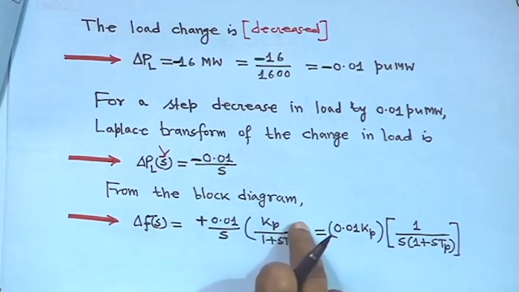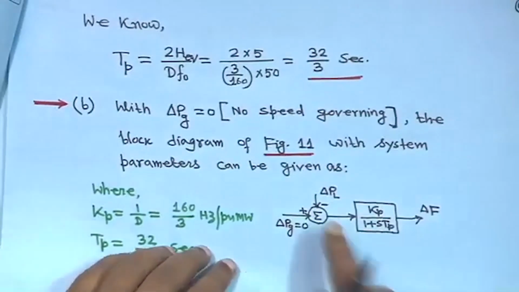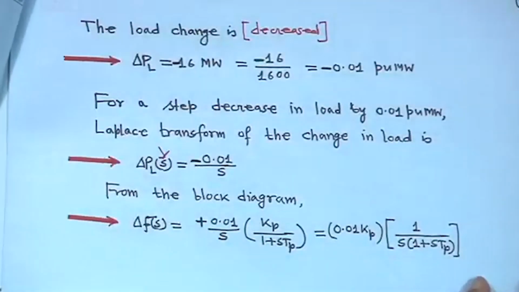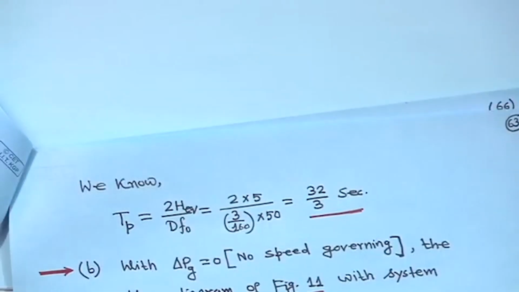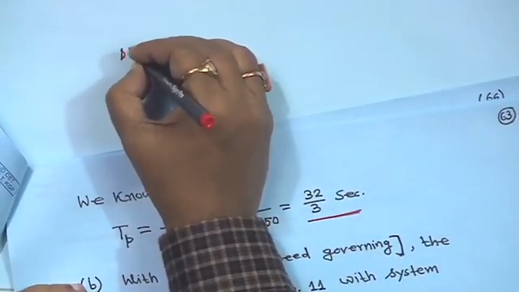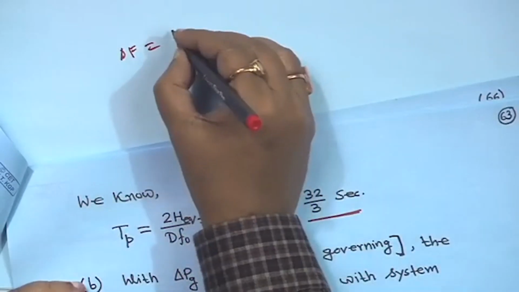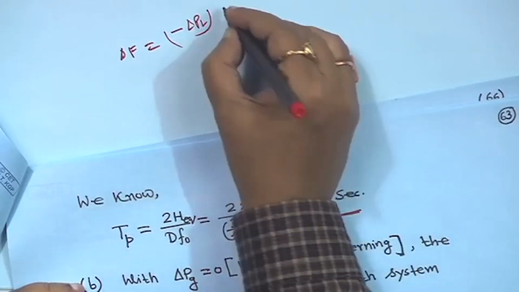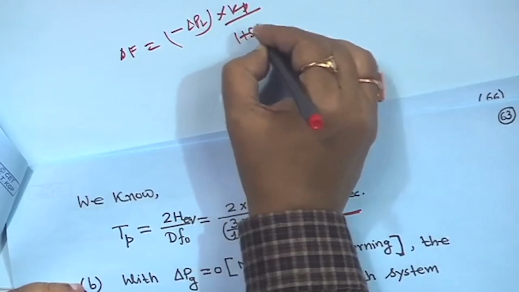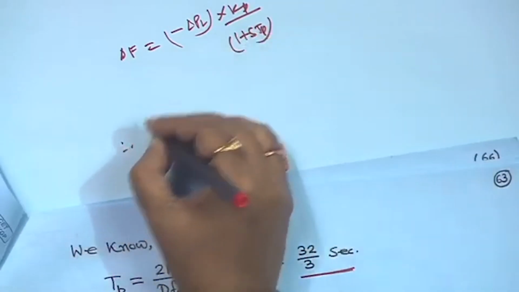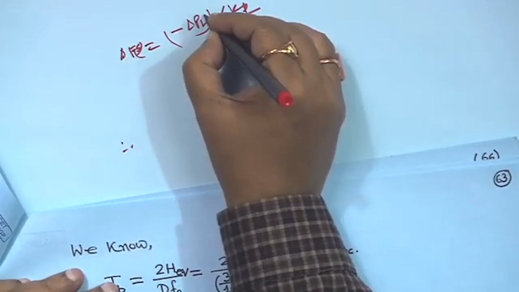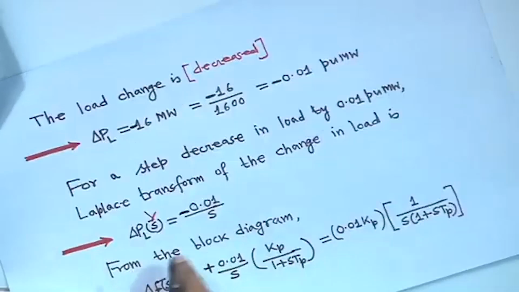So, from this block diagram, delta f is equal to minus delta P L Kp into 1 upon s plus Tp. That means delta f from this diagram is equal to minus delta P L, because delta P is 0. So it is minus delta P L into Kp upon 1 plus sTp. In bracket you can put s, the Laplace transform; here also I have made it s, just for the purpose of your understanding.